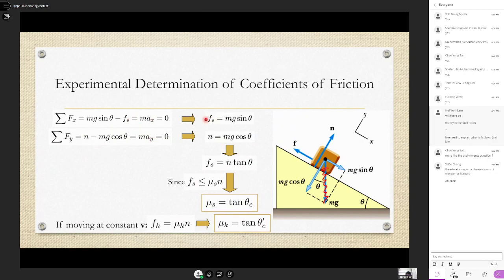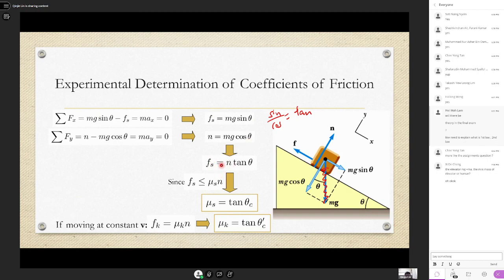If you look at the top equation, you make fs the subject. If you do that, the right hand side you will end up with mg sine theta. Same thing for the equation below: you make n the subject, and you will end up with mg cosine theta. When you see sine and cosine, the best way to combine them is into tangent, correct? Because we know sine over cosine equals tangent. So we will take the top equation divided by the bottom equation.